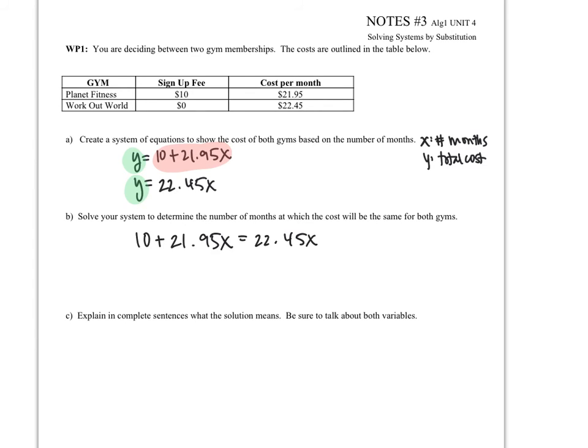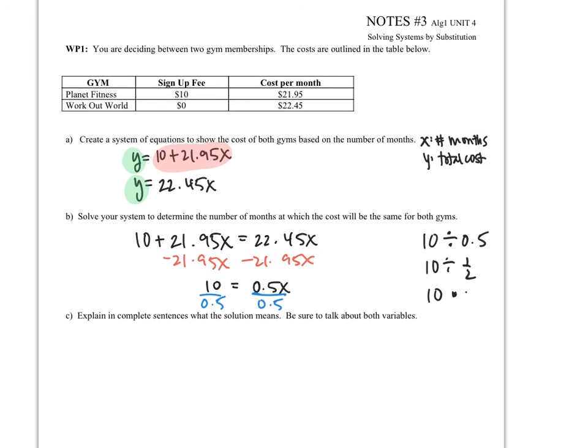And these are the type of equations that we were solving in Unit 2. I would then subtract 21.95x from both sides to get 10 equals 0.5x, and then I would divide both sides by 0.5. Now if I didn't have a calculator, one kind of interesting thing here is that 10 divided by 0.5 is the same as 10 divided by 1/2, and to divide by fractions, I can multiply by the reciprocal, and so this would mean that x equals 20.